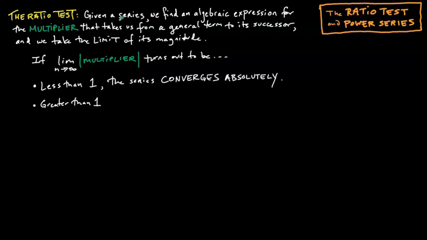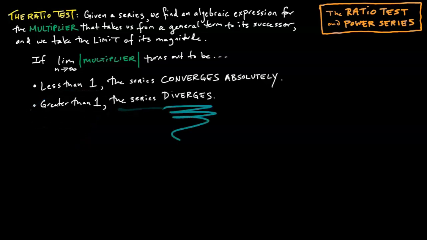Okay, but suppose we have our series, our non-geometric series, and we look at its multiplier, which is not constant, but in the limit it becomes constant, and it becomes something greater than 1. What do you suppose happens? Well, if that multiplier approaches something greater than 1, then the tail of the series looks more and more like a geometric series whose constant multiplier is greater than 1. And we know that when that happens, the series diverges.